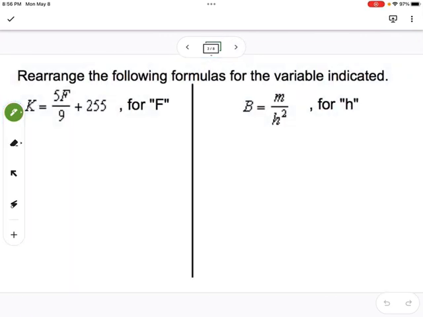Okay, looking at a couple more examples. This next one we want to rearrange for f. So we have k equals 5f over 9 plus 255. Using SAMDEB, we move the adding and subtracting first. So moving that plus 255 to the other side becomes a minus. K minus 255 equals 5f over 9.